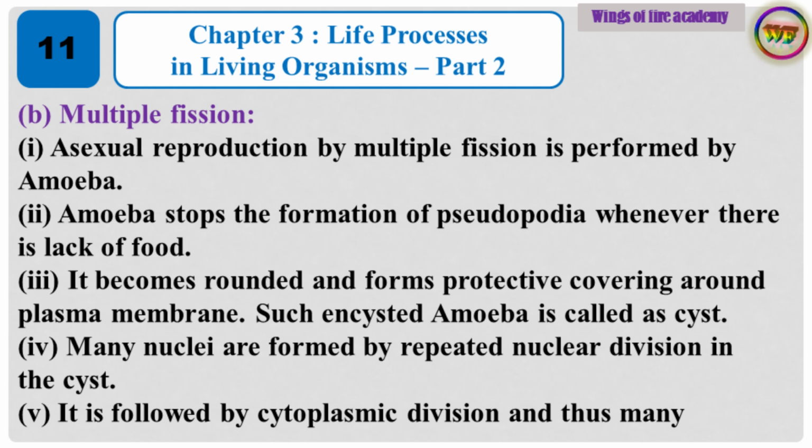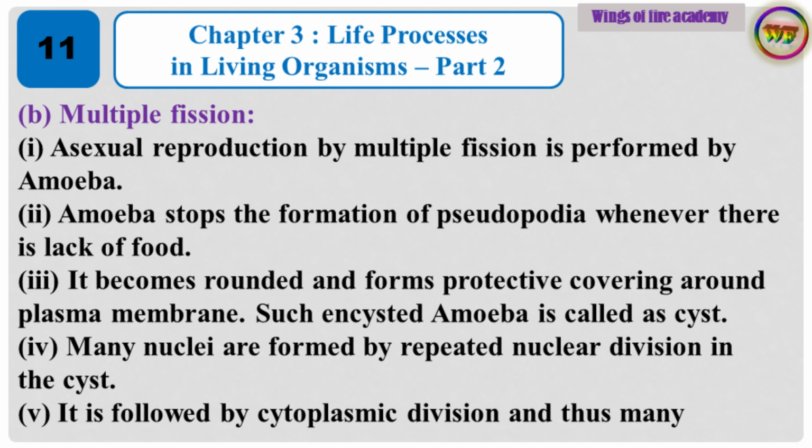Section B. Multiple fission. Point 1. Asexual reproduction by multiple fission is performed by amoeba. Point 2. Amoeba stops the formation of pseudopodia whenever there is lack of food. Point 3. It becomes rounded and forms protective covering around plasma membrane. Such encysted amoeba is called as cyst.